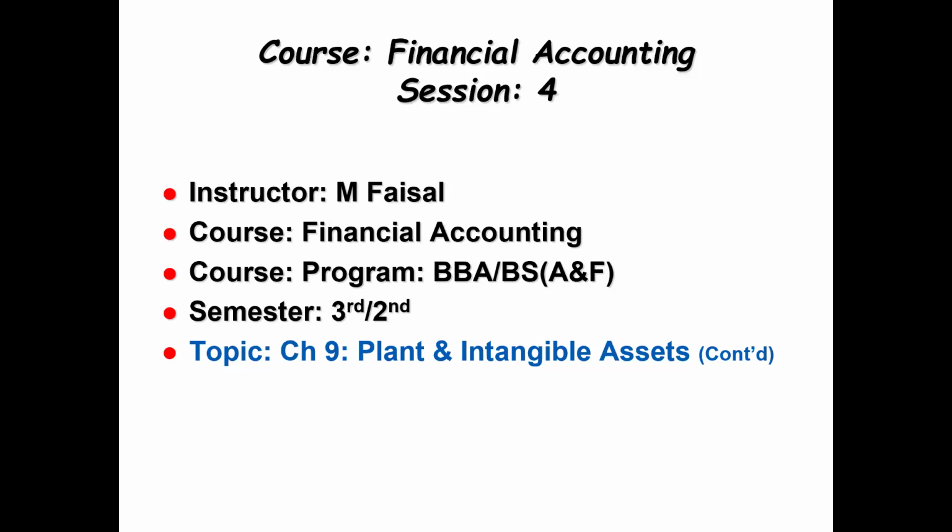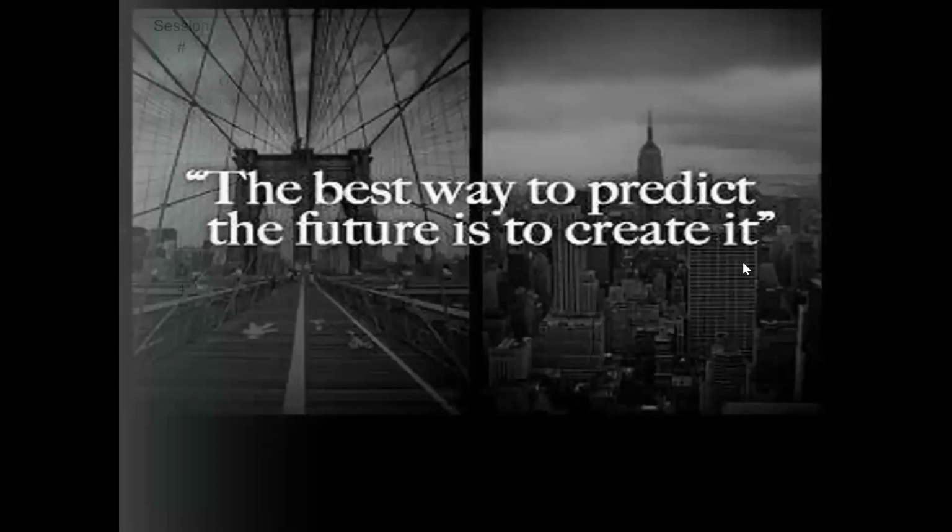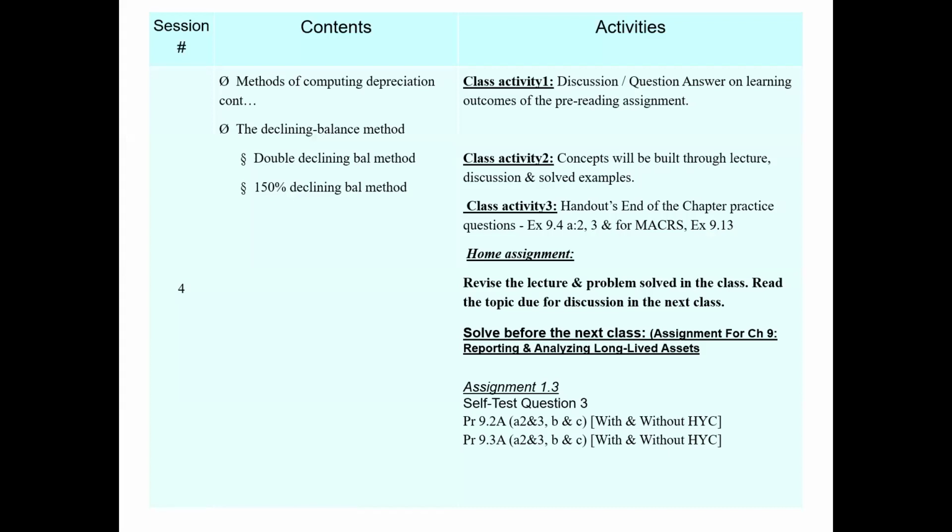In the previous lecture, we learned about depreciation, straight line depreciation, and fractional period depreciation with half-year convention under the straight line method. Now we'll be learning about the declining balance method, and we'll be focusing on the 150% declining balance method.